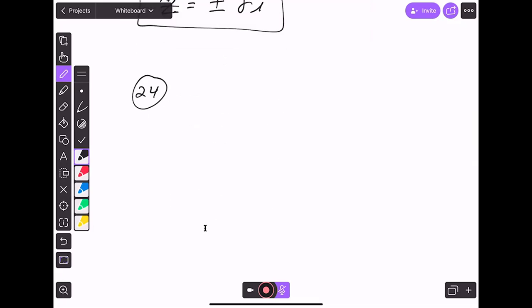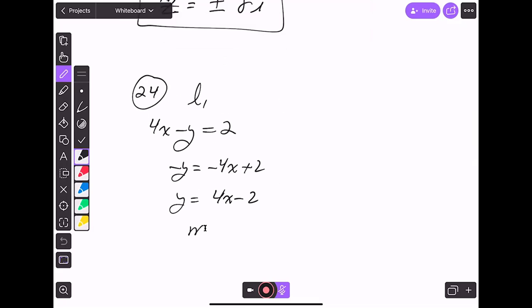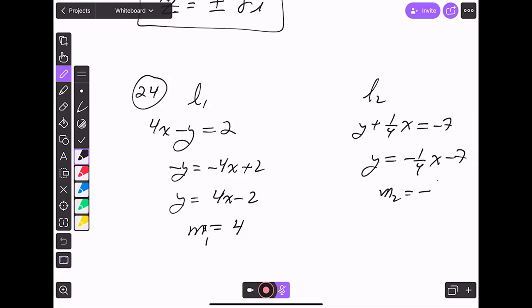And what's 24? You know, the lines: parallel, perpendicular. Write this down. L1 is 4x minus y equals 2. I'm going to solve for y. Minus y equals minus 4x plus 2. y equals, multiplying both sides by minus 1, 4x minus 2. So m1, the first, is going to be 4. Let's put down L2. Now what's L2? y plus 1/4 x equals minus 7. I'm going to solve for y, relatively simple. So m2 is minus 1/4.